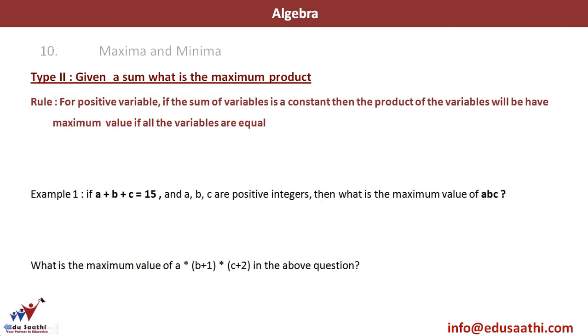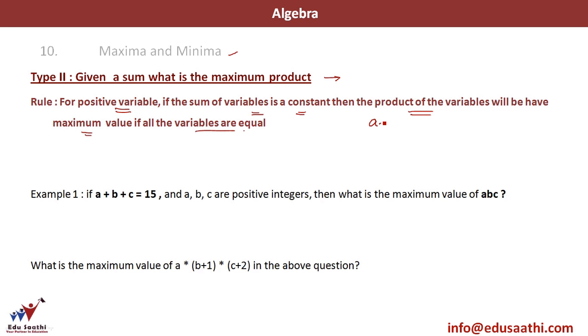Now the second type of questions that can be there in maxima and minima is, given a sum, what is the maximum product? Now the rule for this is, for a positive variable, if the sum of variables is constant, then the product of the same variables will be maximum if all the variables are equal. Now what does that mean?